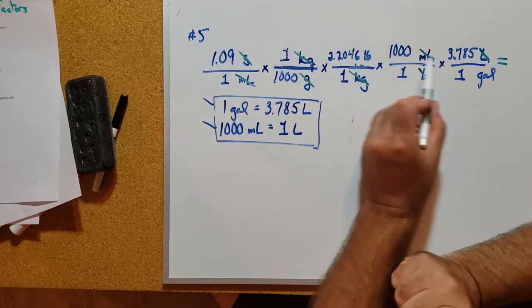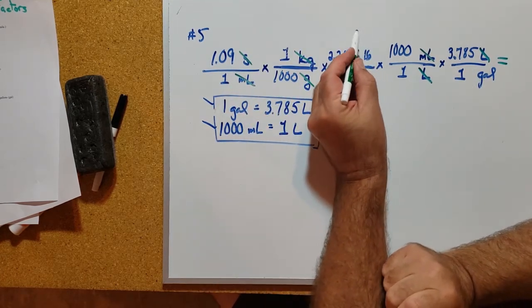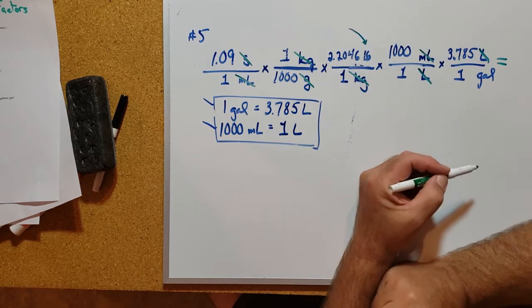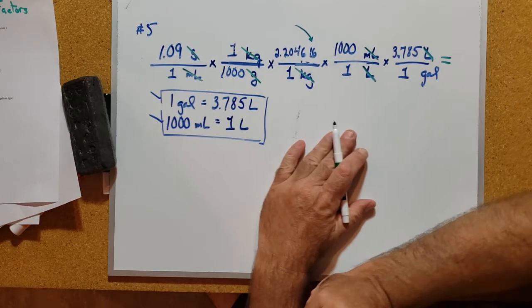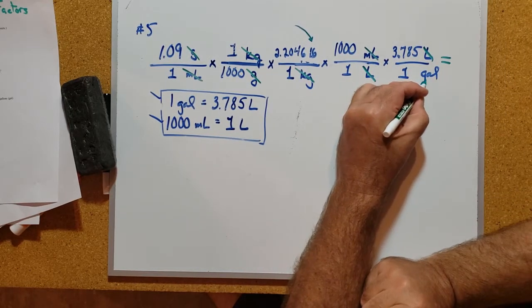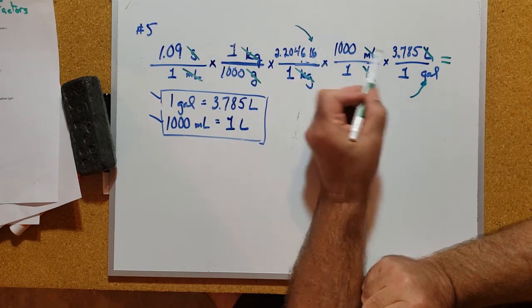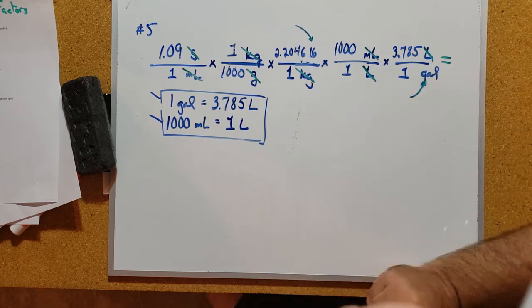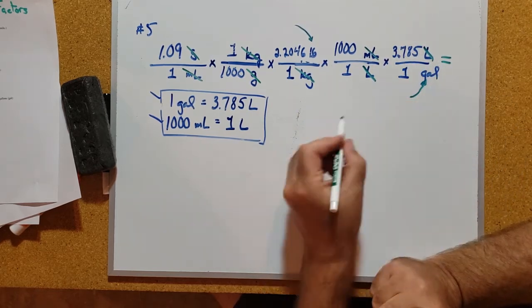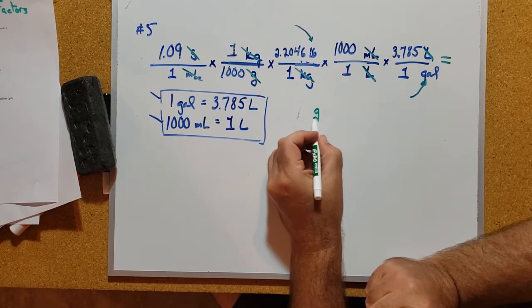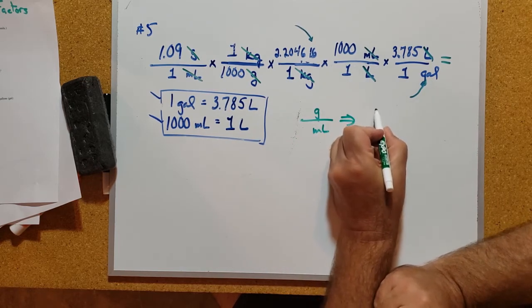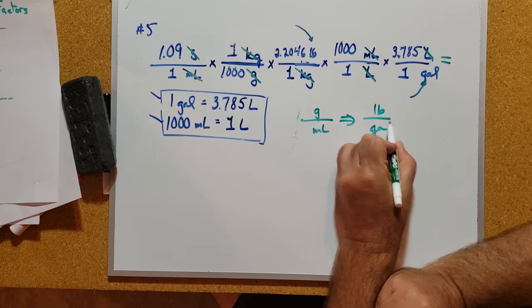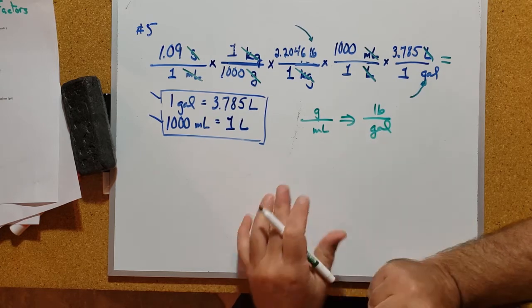All right. What unit up top hasn't canceled? Well, it's right there. It's pounds. What unit downstairs hasn't canceled? Well, it's right here. It's gallons. So I have pounds on top and gallons on bottom, which is exactly what we were asked to do. We were asked to go from grams per milliliter to pounds per gallon. And we've done that.